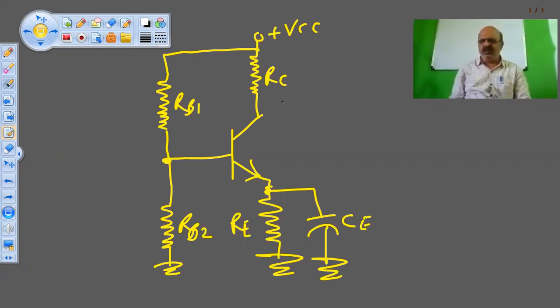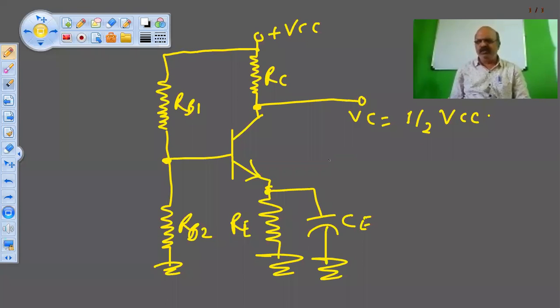Now the first thing you have to do is adjust the operating point. Before you use it as an amplifier, the first thing you have to do is this collector voltage, VC, should be halfway. It should be one half of VCC.